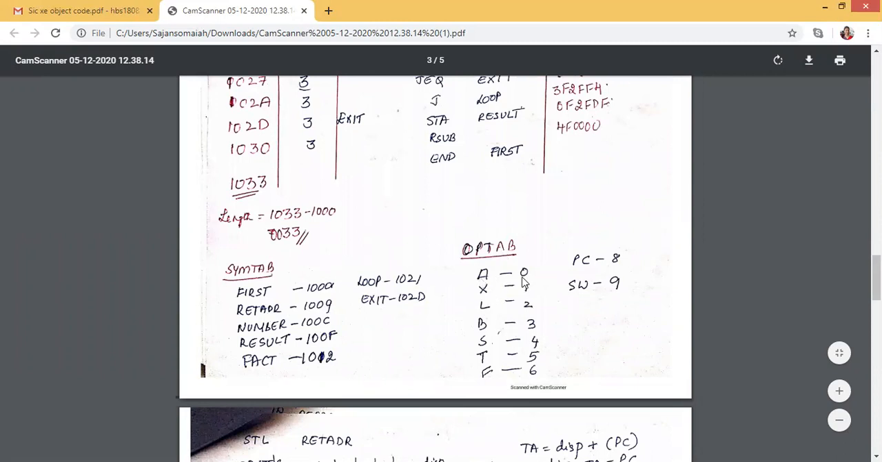OPTAB. So this is what you need to remember, guys. I said that you have to remember the mnemonics and their numbers. So these are registers, right? A is accumulator, X is index, L is linkage, B is base, S and T are general purpose, F is floating, PC is program counter, SW is status. But you don't have to know the meanings of it. You just have to know the numbers associated. Otherwise, it's going to be difficult, right? Because you need to calculate the object code.